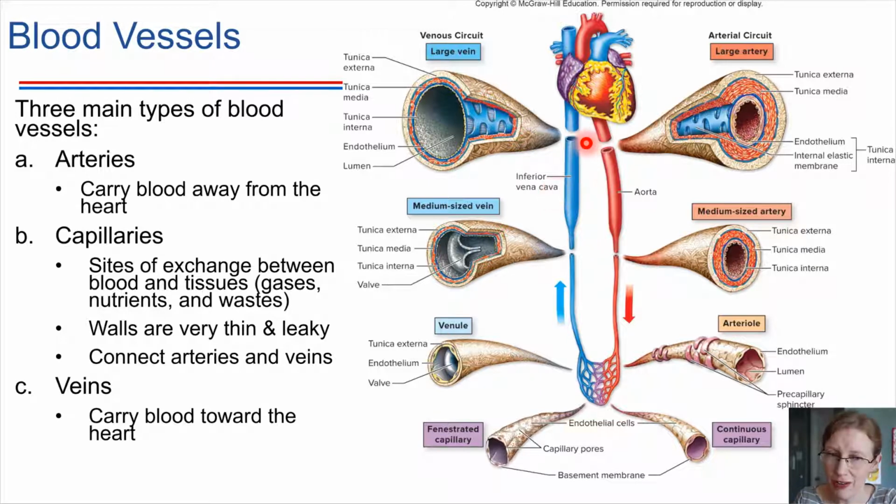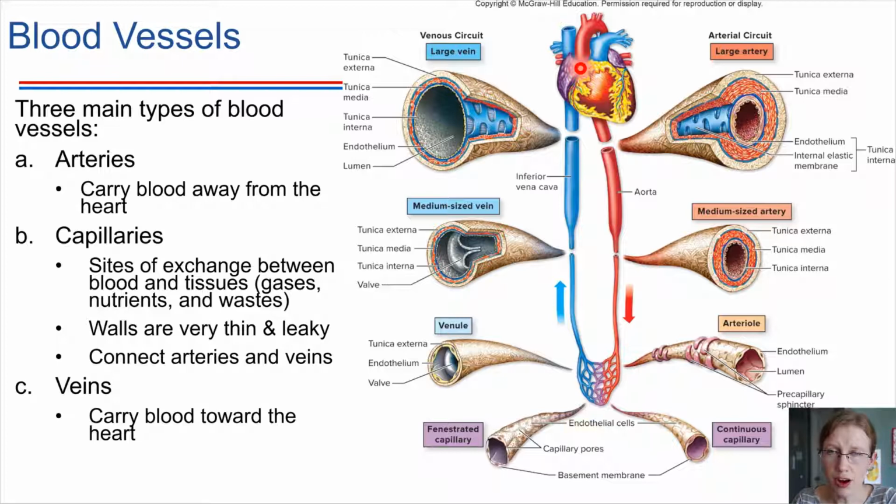The largest vein of all is the vena cava. We saw this one before when we were talking about blood entering the heart. The inferior vena cava and the superior vena cava are what dump right into the right atrium of the heart. So 3 main types of blood vessels: arteries, capillaries, and veins. Know the difference between them.